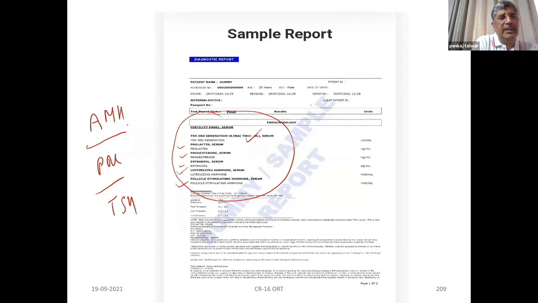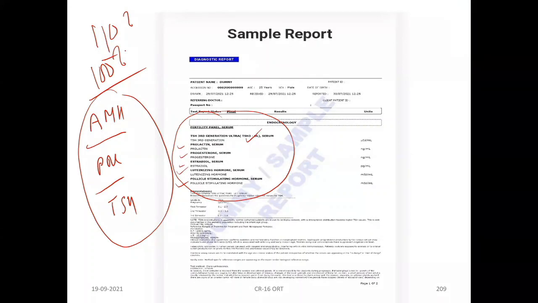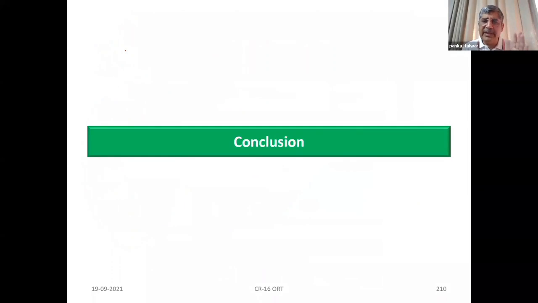Perfect. I think this is a 100% correct answer, but I'll make it 110% correct in some time as we move ahead. It's a very good answer, Dr. Ranjita. Fantastic. So the take home message which you've given is accepted. That's the way it should be done. We should not be doing unnecessary things for the patient.